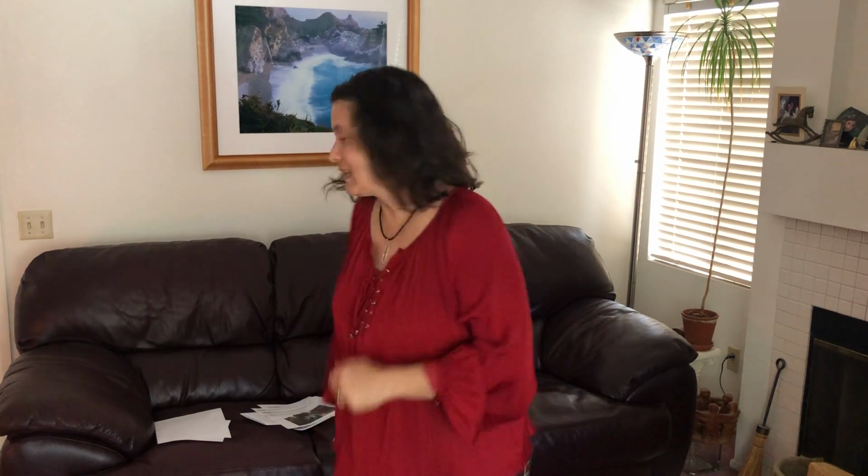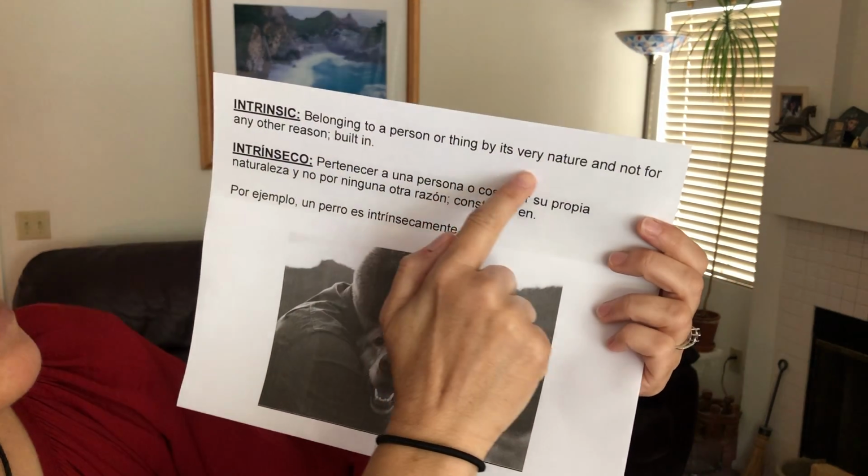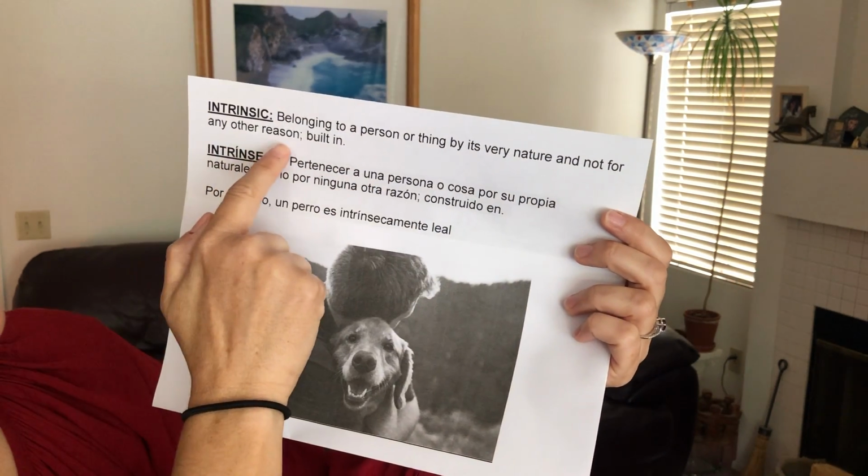Wait, what? Intrinsic what? Apparent brightness? What is intrinsic brightness and apparent brightness? And what is the difference? I'm glad you asked. Intrinsic is something that belongs to a person or a thing by its very nature and not for any other reason.